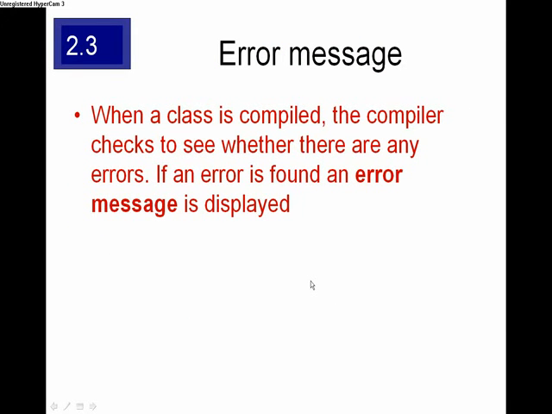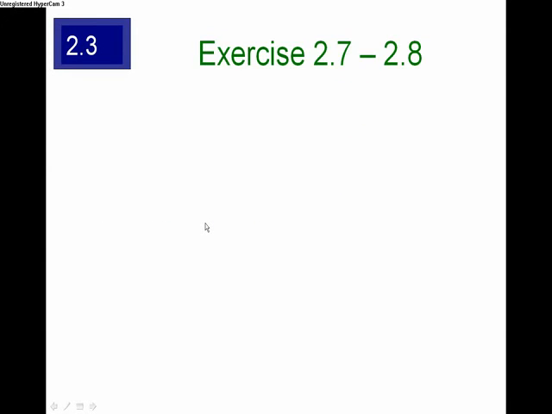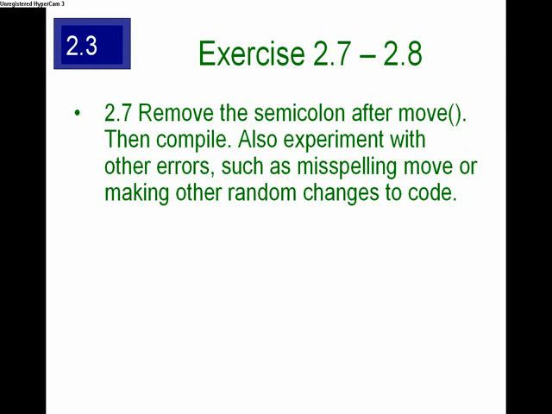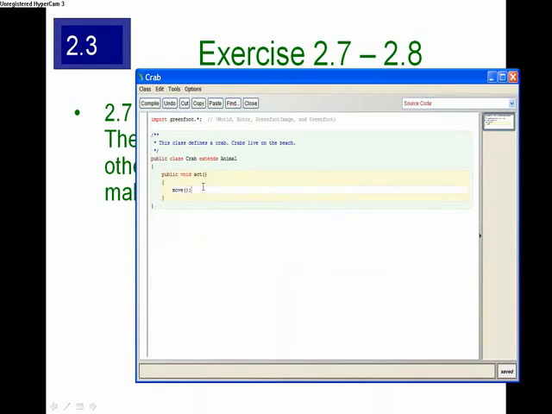And finally, when a class is compiled, the compiler checks to see whether there are any errors. If an error is found, an error message is displayed. Take that note. Okay, remove the semicolon after the move. Alright, so we're going to take a look at this. So we have move. I'm going to do this. Okay, so we're going to compile that. Okay, it has no trouble. Okay, if I get rid of the semicolon and compile it, it gives me an error message.